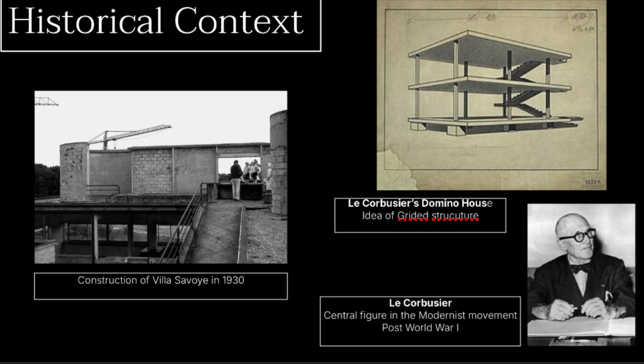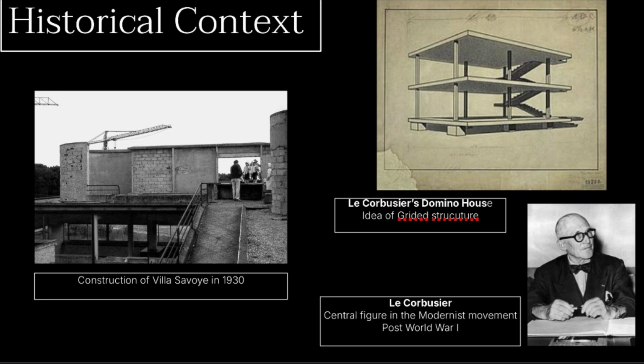It reflects the rise of modernism, where architects rejected traditional ornament and instead focused on function, efficiency, and new technologies. The building was made possible by reinforced concrete, which allowed for new structural freedom. Le Corbusier described the house as a machine for living in, emphasizing practicality over decoration.